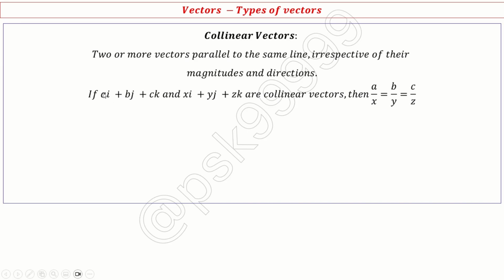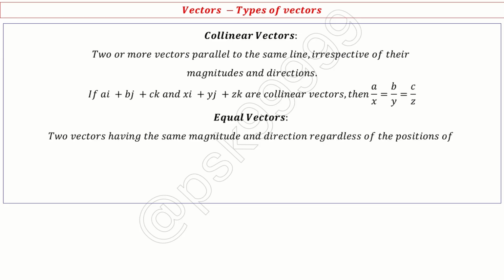So if ai plus bj plus ck, you might be wondering what this ijk is. a is the x coordinate, b is the y coordinate, and these are all unit vectors: i in the x axis, j in the y axis, k in the z axis. If ai plus bj plus ck and xi plus yj plus zk are collinear vectors, then their ratios are the same: a by x is equal to b by y equal to c by z. Once you learn the scalar product, you will understand one is just a scalar multiple of the other.